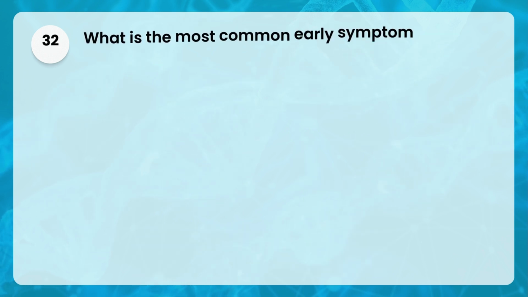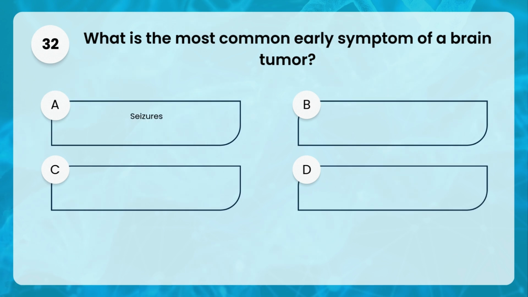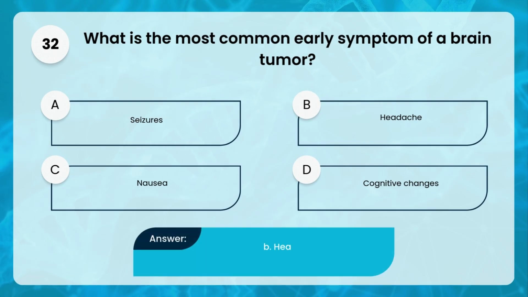Number 32. What is the most common early symptom of a brain tumor? A. Seizures. B. Headache. C. Nausea. Or D. Cognitive changes. The answer is B. Headache.